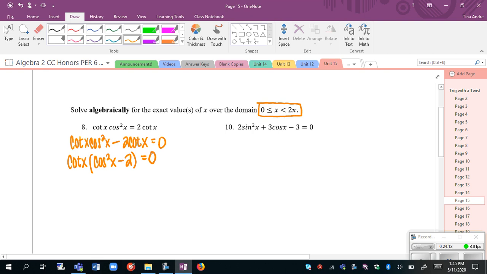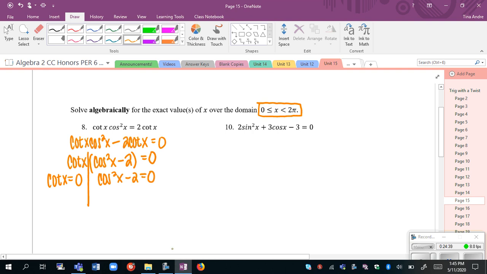And this is unique because normally I say you want to get the same trig function before you start solving. But this one, since we were able to factor it and have cotan on one side and cosine on the other side of the product between the two, this is going to allow me to split this and say cotan of x equals 0 and cosine squared of x minus 2 equals 0.